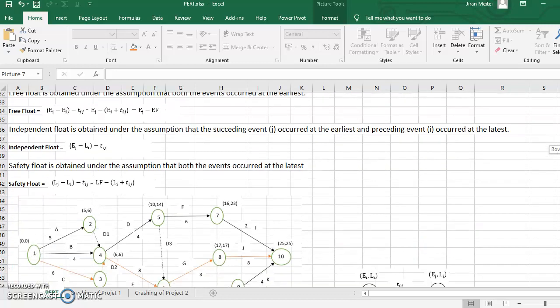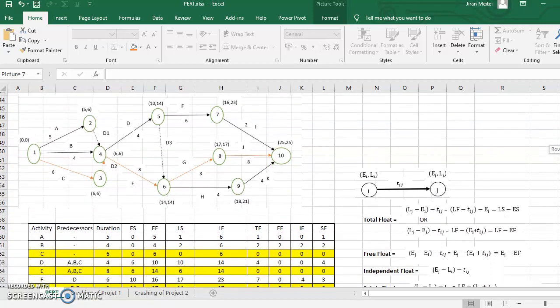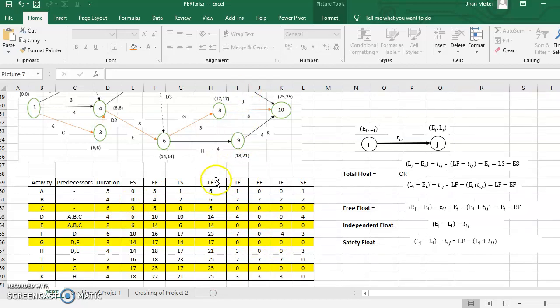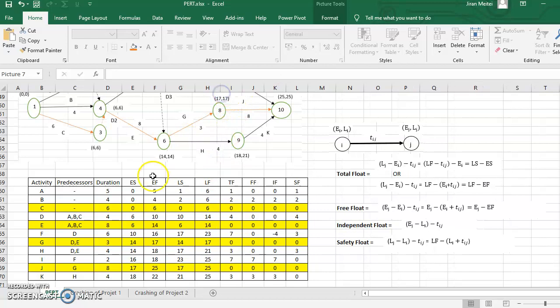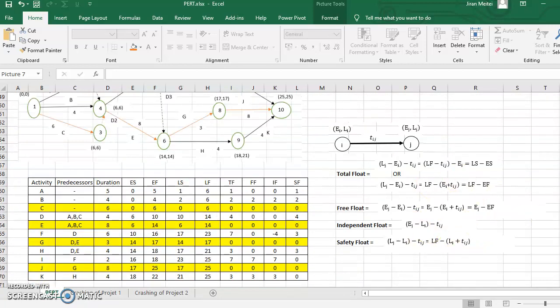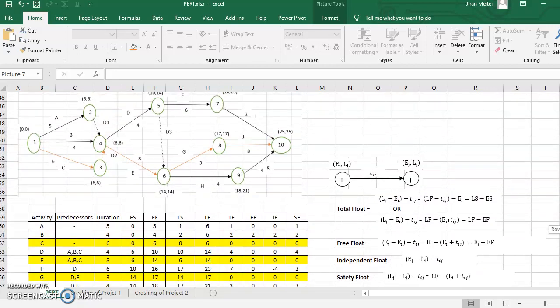Let's see how we compute for this network. This is the same network that we had done in the previous video, and these are the various computations: early starting time, early finish time, latest starting time, latest finish time. The computation of all these things was explained in the previous video. So let's come down to this. This is total float, free float, independent float, and safety float. I've copied these formulas over here again so that we don't have to look up the formula all the time.